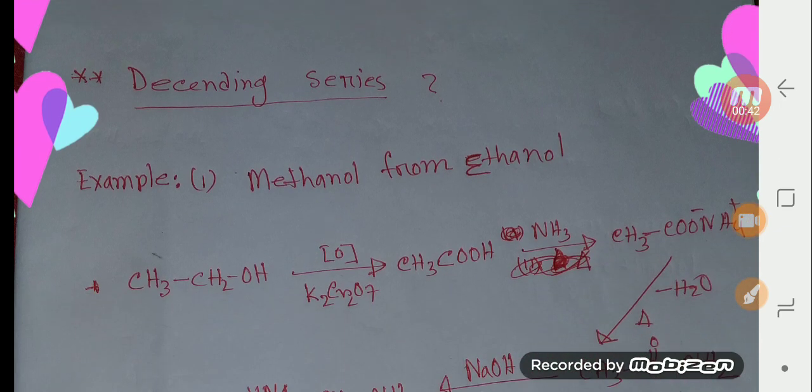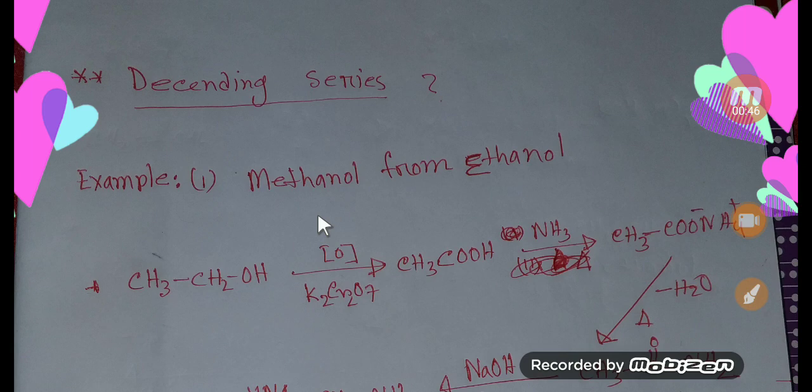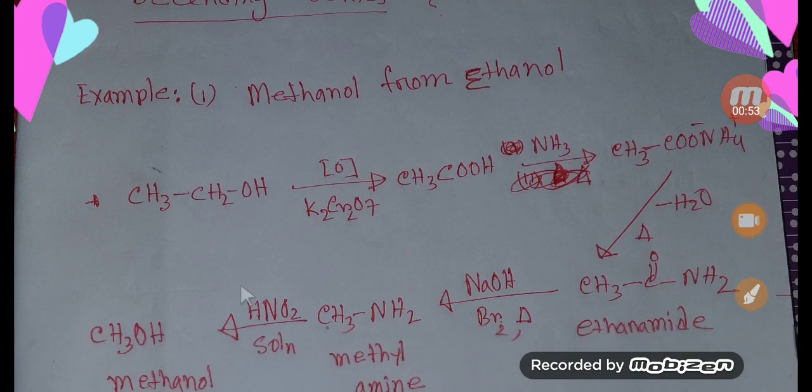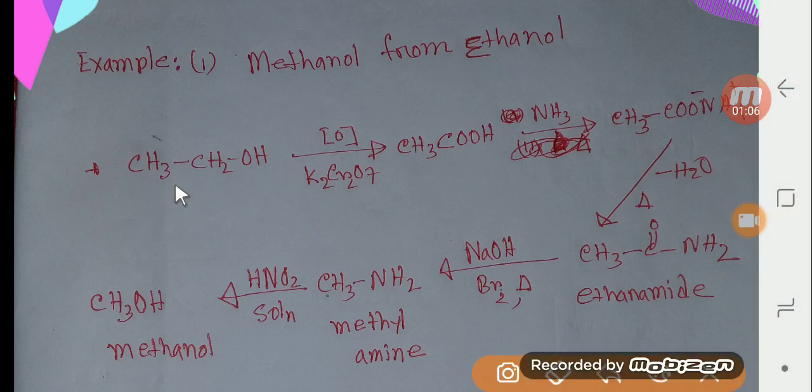Okay, so we'll see the conversion of ethanol to methanol, right? So this is ethanol, and this is methanol, right? Ethanol has two carbons. On the other hand, methanol has one carbon, right? So let me write ethanol. This is ethanol, right?